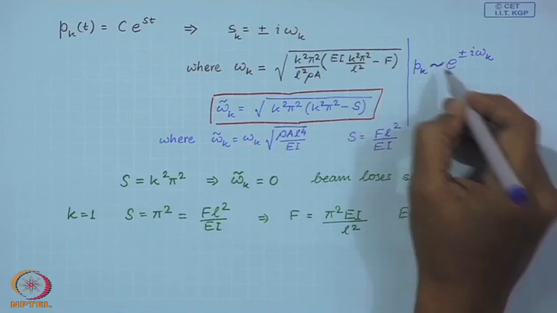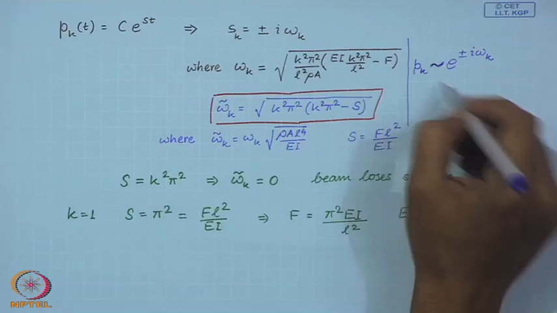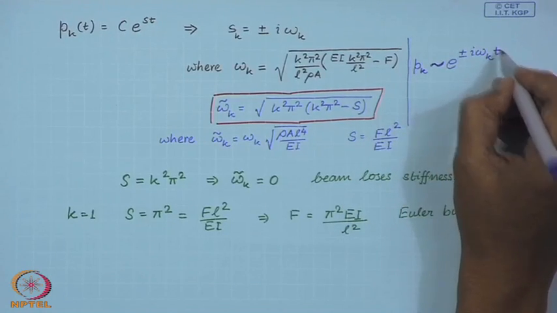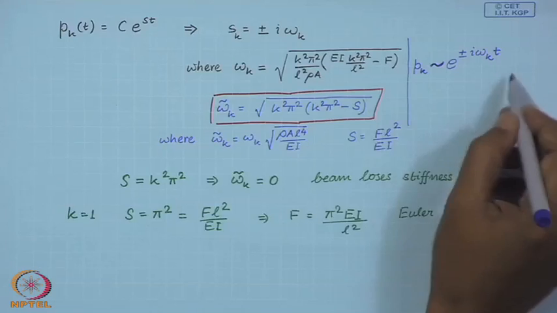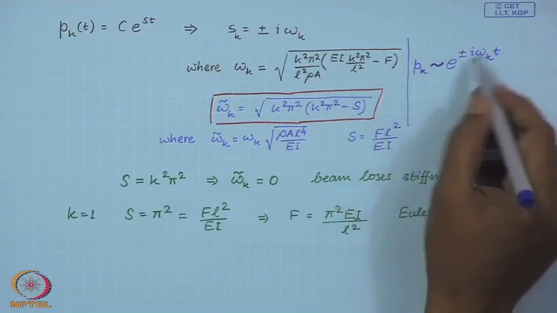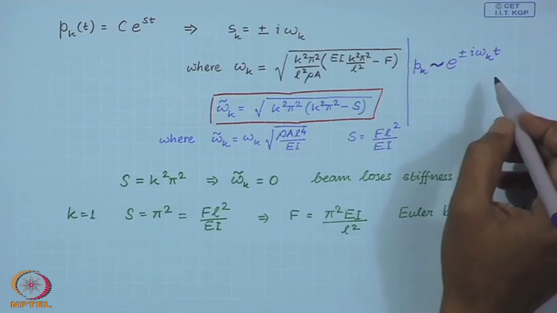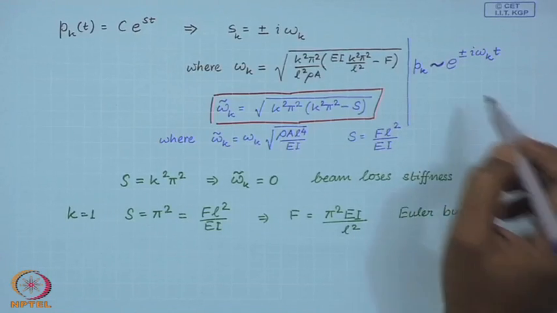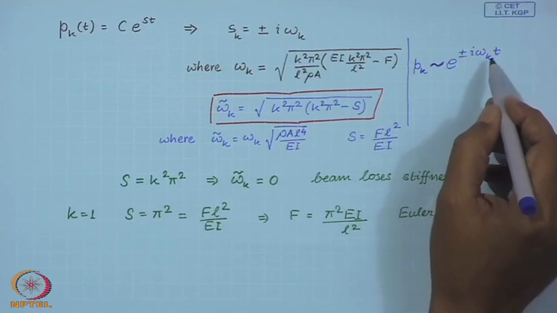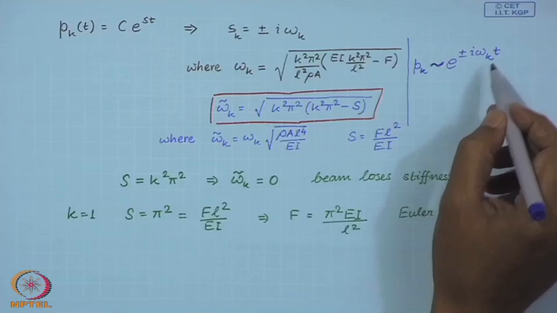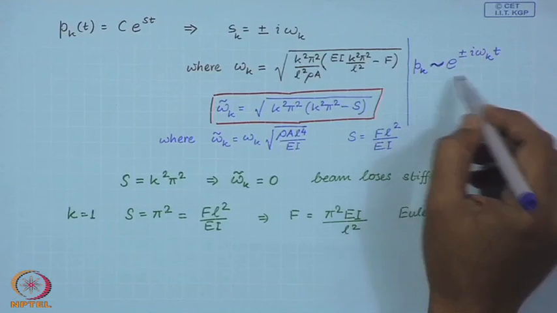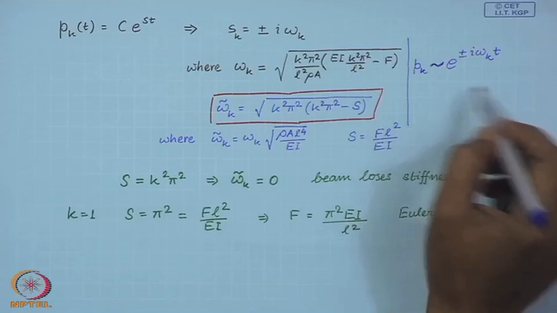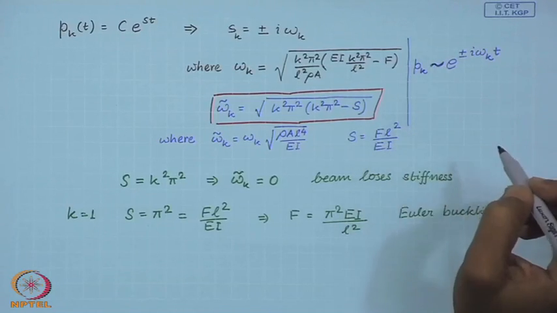have this term, this times time. So, the temporal variation of these solutions is like this: exponential i omega k t, which means these are harmonically varying. Now, when omega k goes to 0, it loses the temporal nature. So, this is neutral stability.